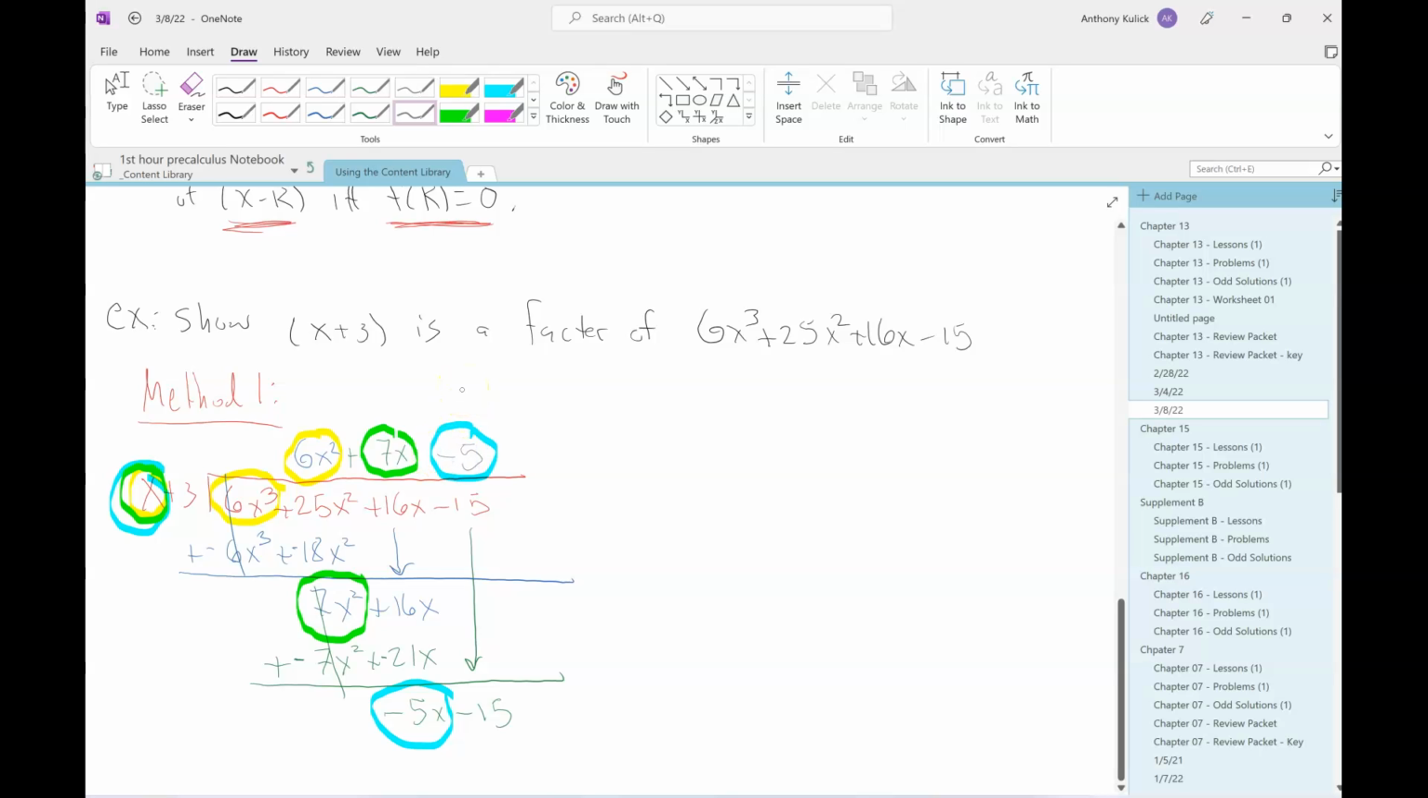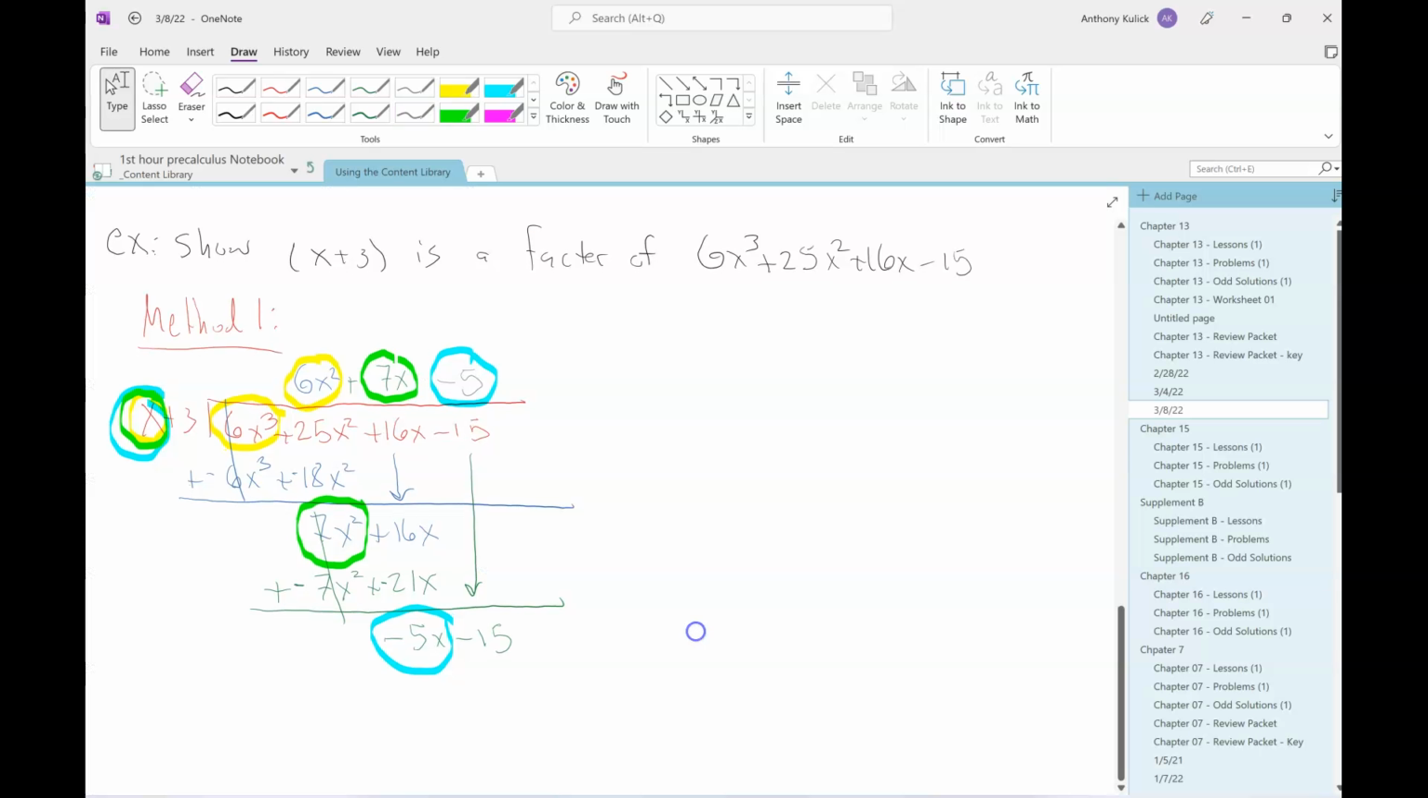Negative 5. That's right. So I'll multiply that to the entire divisor. And then we'll subtract down. Again, I'm going to distribute the negative. So it becomes positive 5x and positive 15x. I add down both times and I get remainder 0.